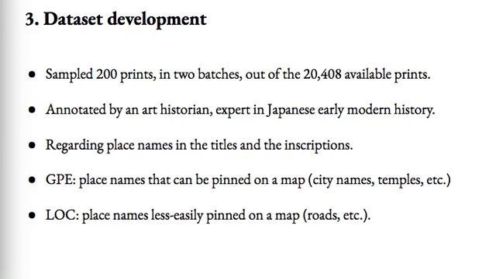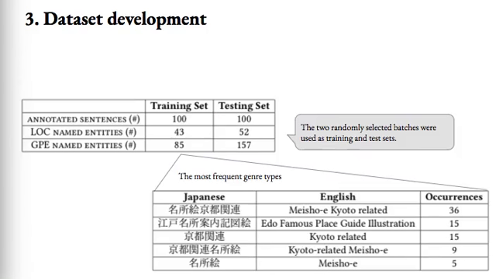The annotation process was guided by 2 major principles. First, all places that were possible to be pinned on a map, meaning names of cities, temples, bridges, were annotated as geopolitical entities. Second, places that were less easily pinned on a map, roads, mountain ranges, were annotated as locations. We created a training set using 100 annotated instances, and we used the rest as an evaluation set. Dataset statistics and the most frequent genre types are also shown in the paper.